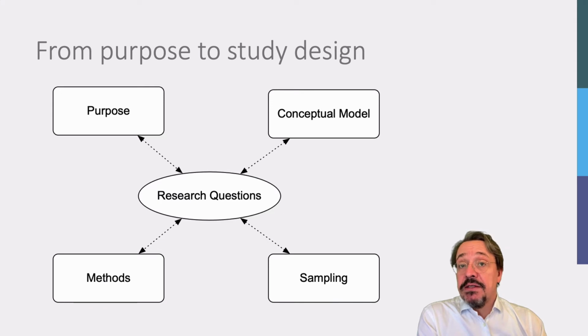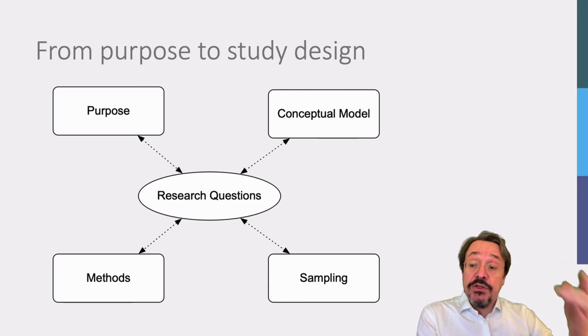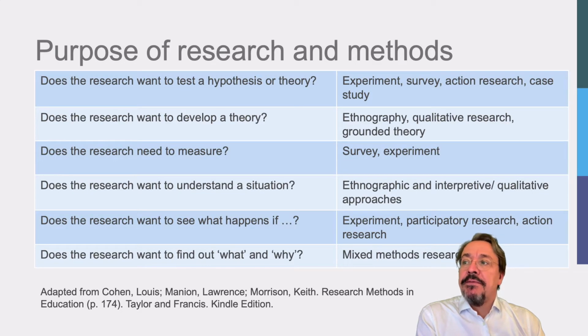But in a lot of cases, it's also a forward-backward process. So probably you decide for a specific sampling procedure, but then it becomes clear that this is not possible. So you need to go back to the drawing board, look at your research questions, choose a different sampling strategy or an alternative method. So take into account these different components when you look at your study design.